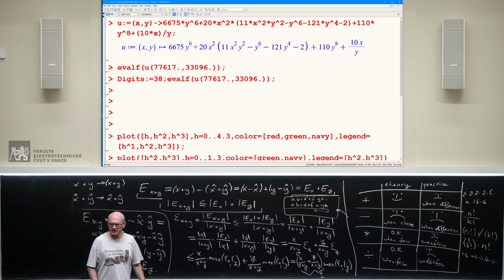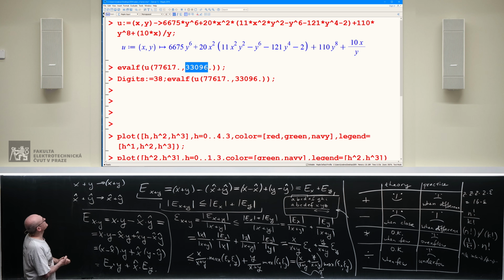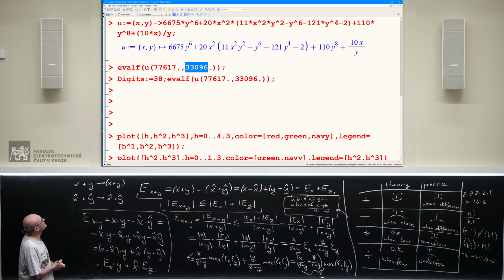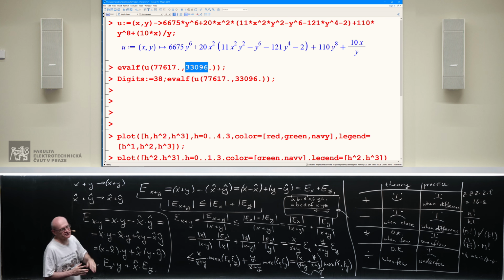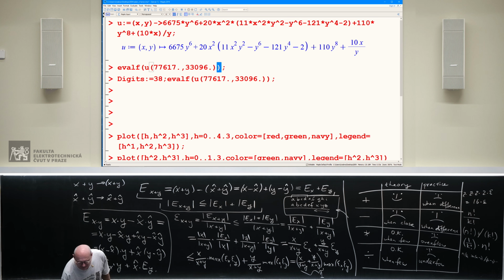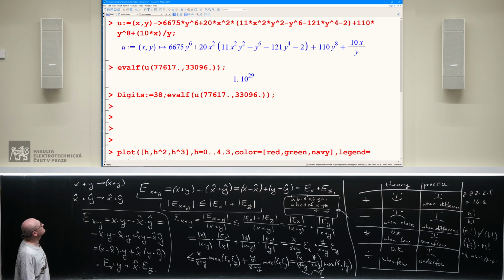And this surprised a lot of people when they tried playing with it, which we will do as well, because I'm going to evaluate it. I'm going to substitute two numbers for x and y. These numbers are integers, as you can see, but I will treat them as decimal numbers, forcing the computer to do the calculations in floating point format. So let's see what the answer is. The answer is 10 to 29. Is this in some way interesting? Not yet.